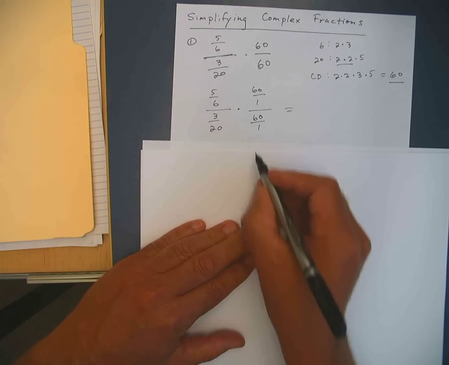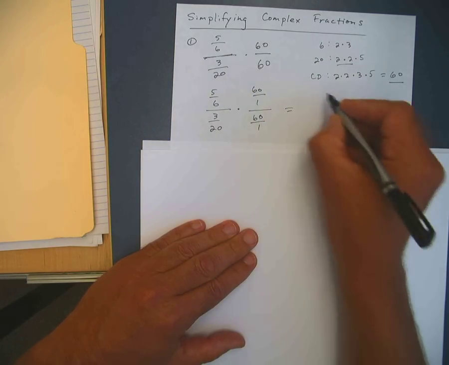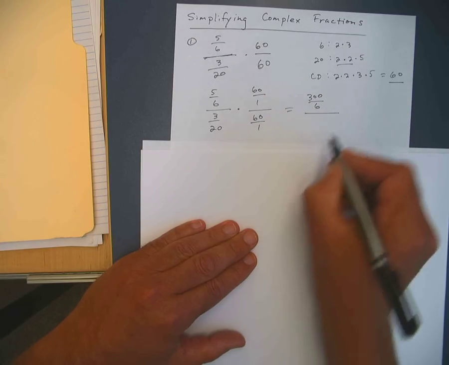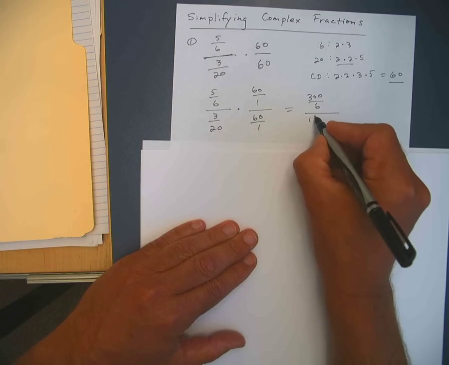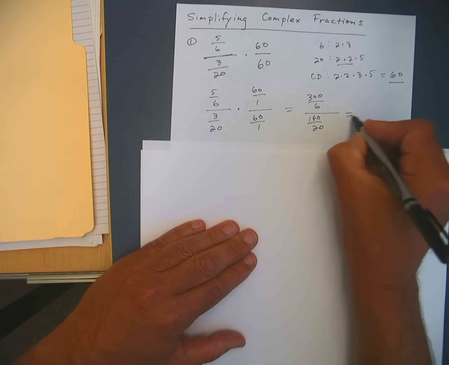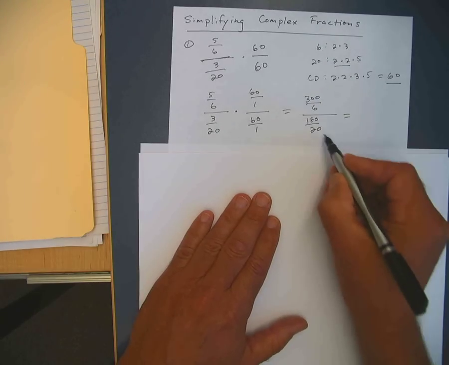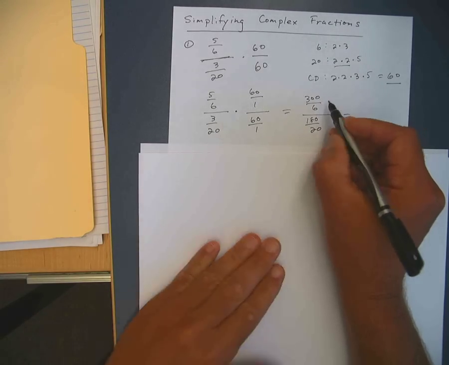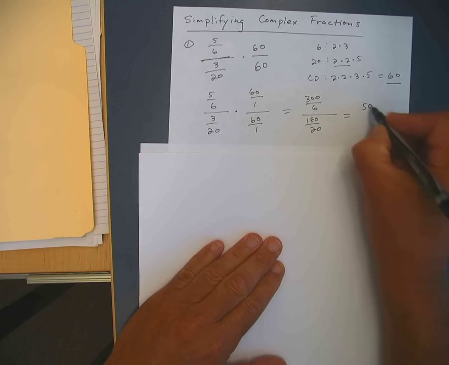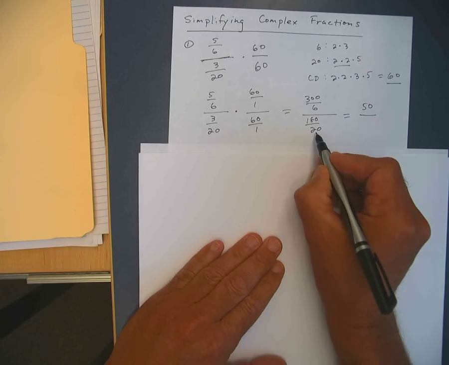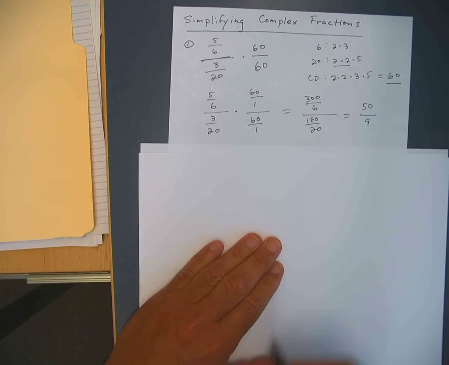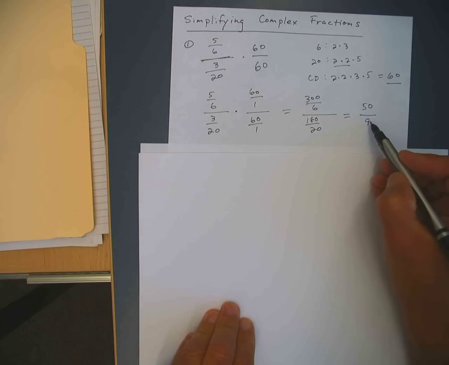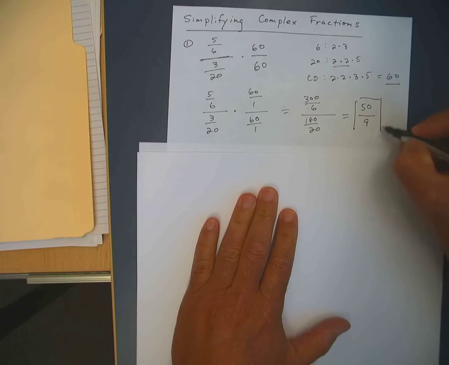So let's see how this works out. Here I'm going to get 5 times 60, and I'm not going to use factors, but I'll get 300 over 6 on the top. On the bottom I'm going to get 180 over 20. And what you'll find in these cases is that the fraction you end up with here will simplify to something that's not a fraction. 300 divided by 6 is 50, so I get 50 over 180 divided by 20 is 9, so you get 50 over 9. And I believe that's simplified because 50 and 9 don't have any common factors. So that would be with numbers.